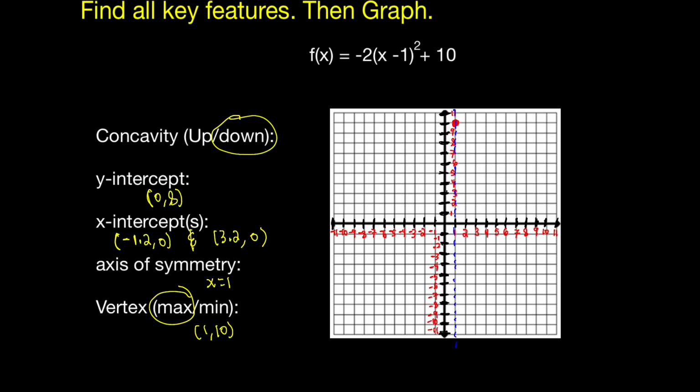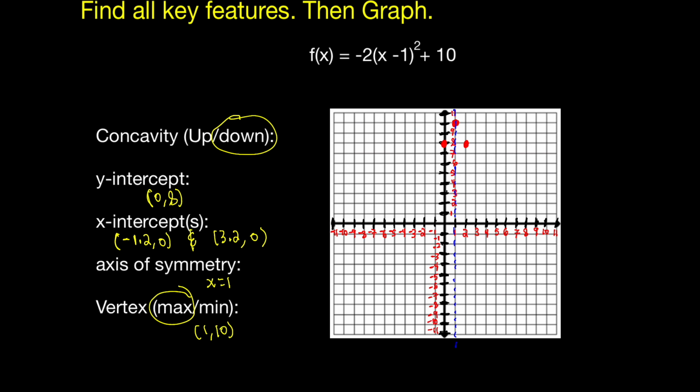Once I have the axis of symmetry, I'm going to go ahead and plot the y-intercept, which is at 0, 8. And now notice that the y-intercept is one distance away from the axis of symmetry. So I'm going to go one distance over, landing on the point 2, 8.